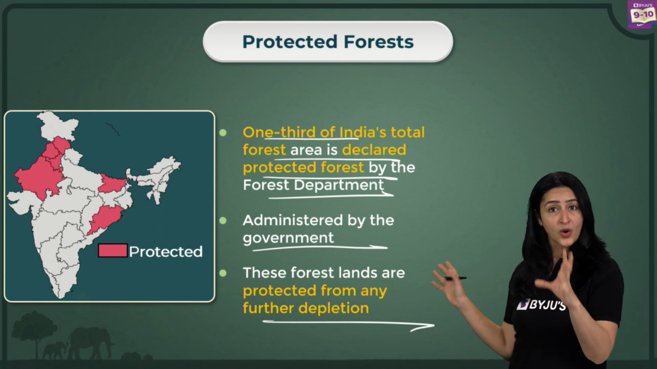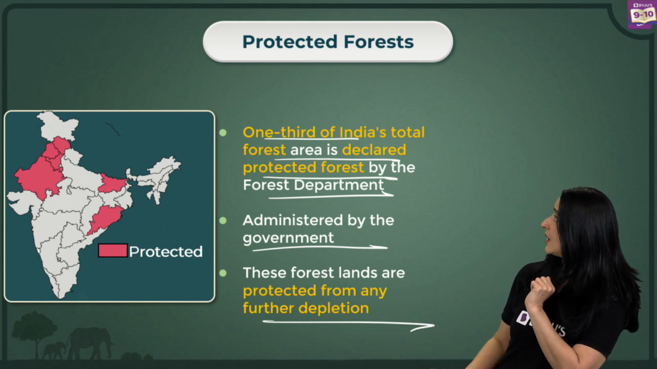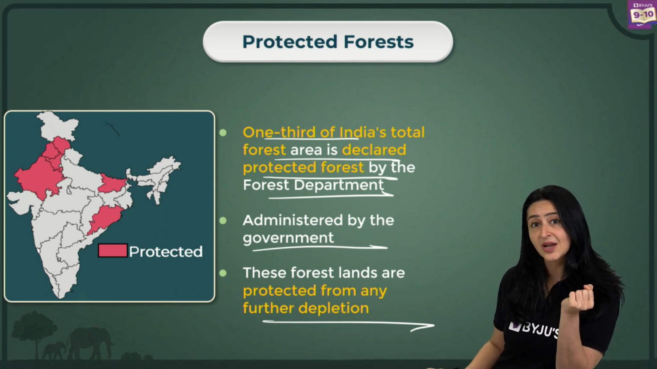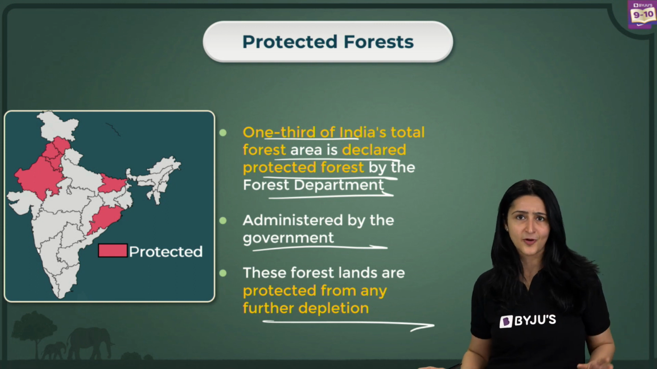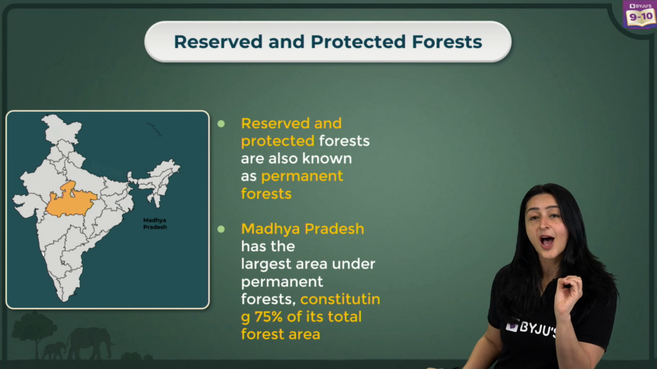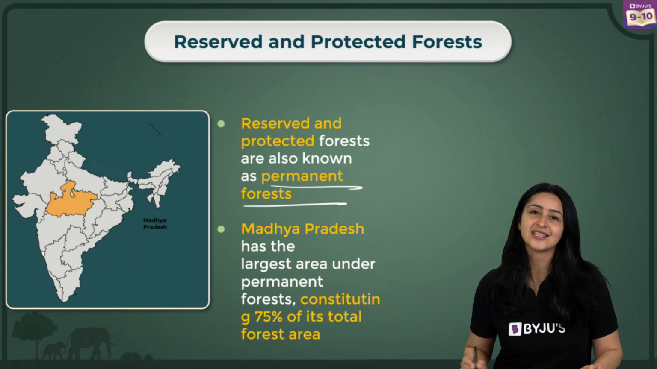Now, in India, talking about protected forests, we have the areas of Bihar, we have Haryana, we have Punjab, we have Himachal Pradesh, Odisha, as well as Rajasthan, which have areas which come under basically protected forests. Now, reserved and protected forests have another name. They're also known as permanent forest estates.